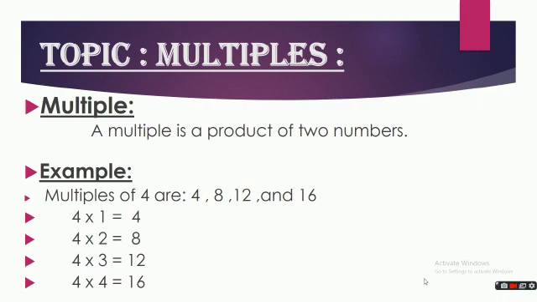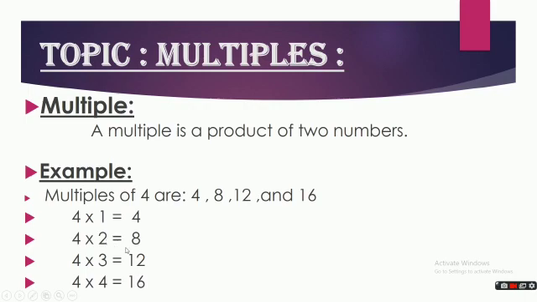Multiples of 4 are 4, 8, 12 and 16. If you can see over here, we get all these multiples by multiplying this 4 with the different numbers over here. 4 1s are 4, 4 2s are 8, 4 3s are 12, 4 4s are 16. Or in simple words, we can say that it's 4's table.